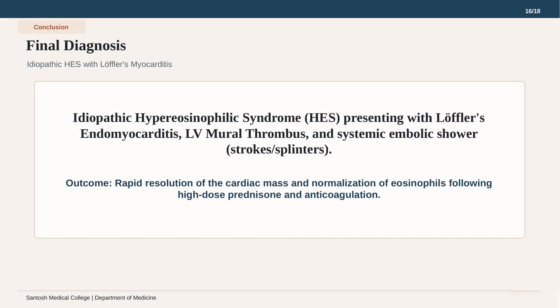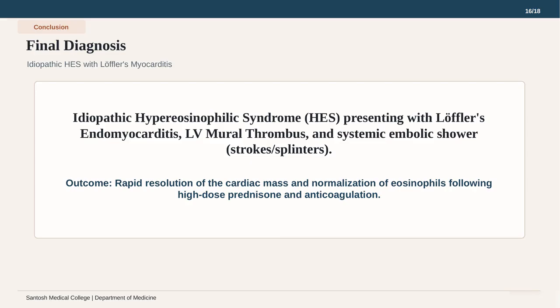As you can see in the large text box on this slide, we have reached our final diagnosis. The patient suffered from idiopathic hypereosinophilic syndrome presenting with Loeffler's endomyocarditis, a massive left ventricular mural thrombus, and a devastating systemic embolic shower causing strokes and splinter hemorrhages.